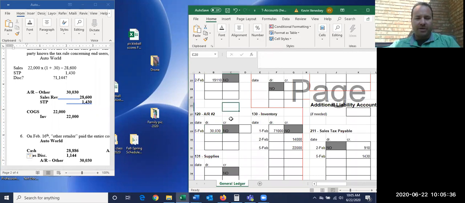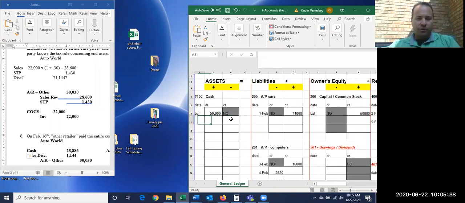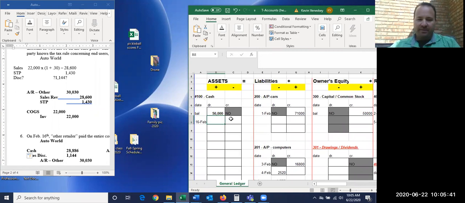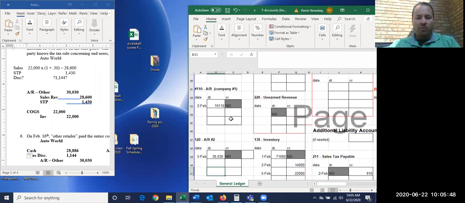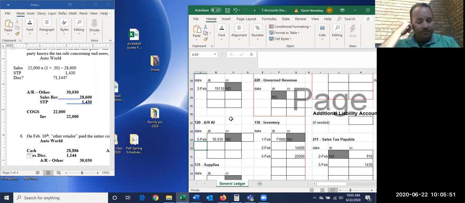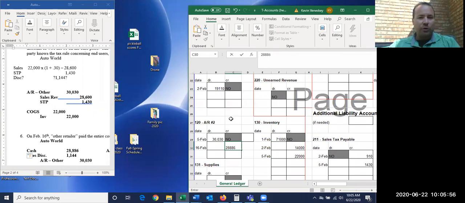Okay, so I come up to cash on 2-16. And put in that they are paying me $28,886. Now, the biggest thing where a lot of people mess up is they want to come down here and put as a credit $28,886, and you don't want to do that. You don't want to do that because that would still leave a balance. It would show that they still owe me $1,144, but they don't. I gave them a discount. They don't owe me anything. They paid off their entire bill.